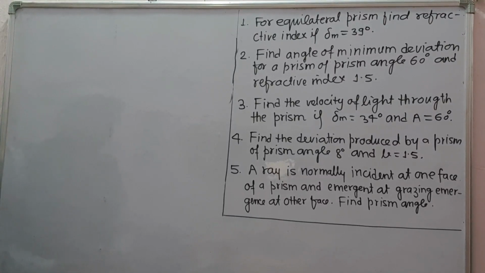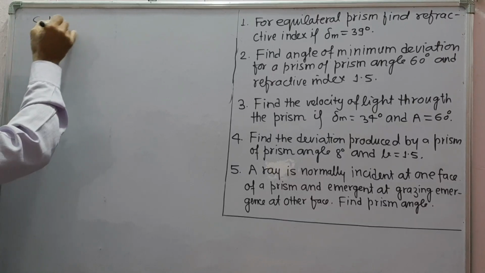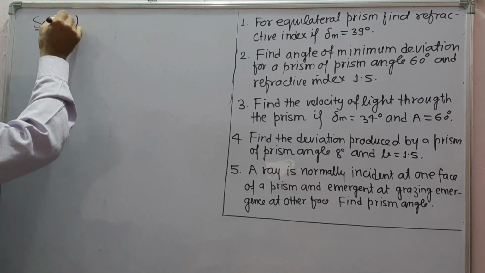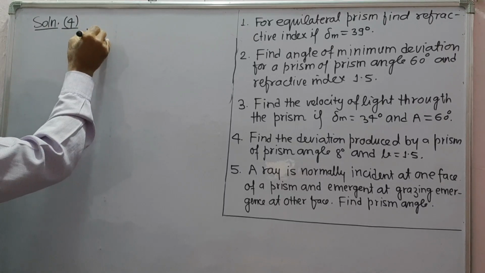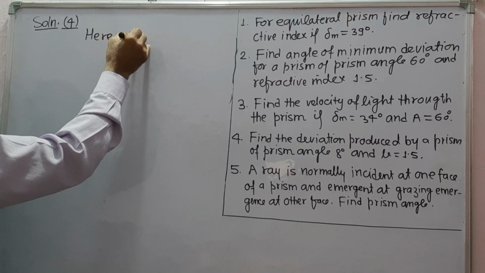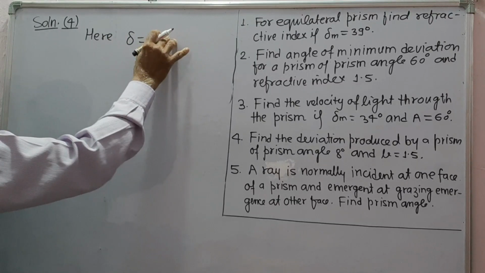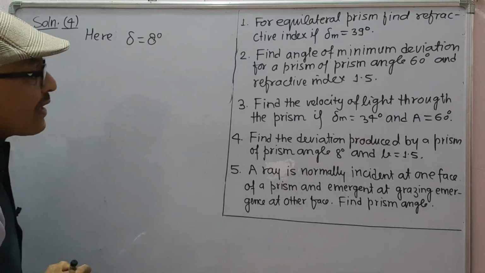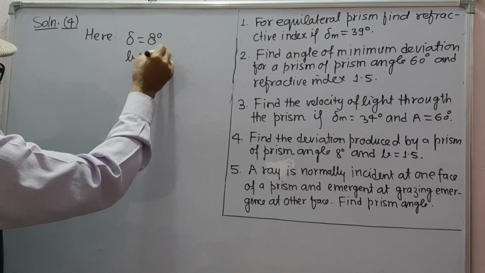Next, question number 4. Find the deviation produced by a prism of prism angle 8 degree and refractive index 1.5. Solution to question 4. Here delta is the deviation through a prism, and refractive index is 1.5.